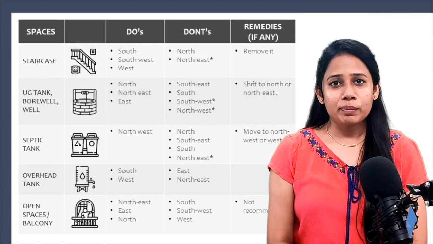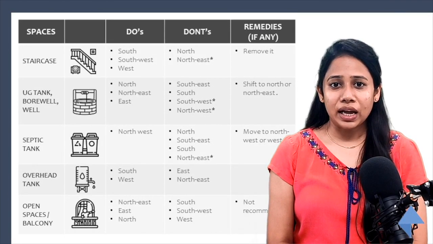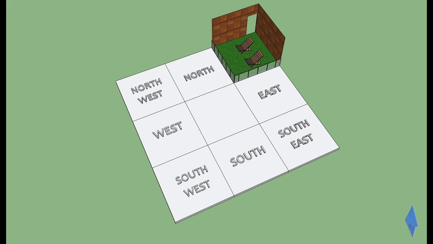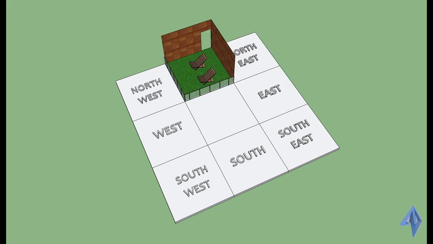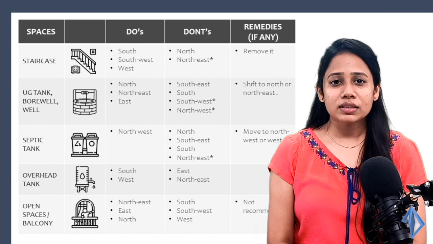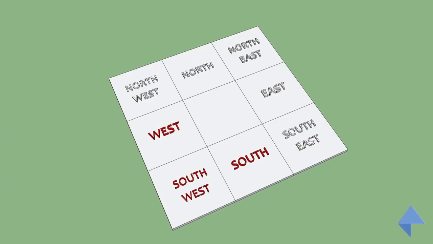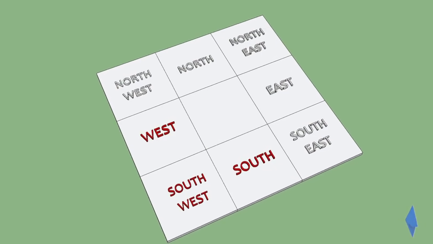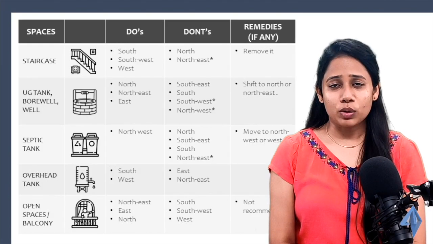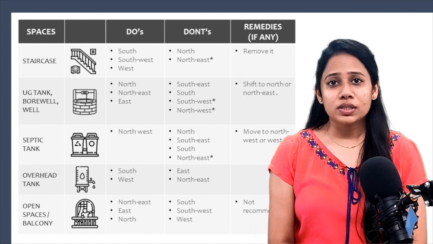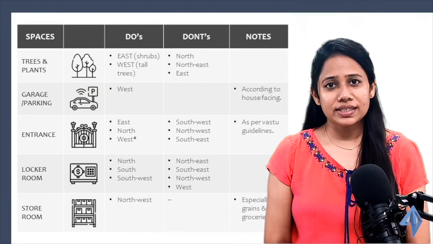Open spaces and balconies. These you can plan in northeast, east and north. You should never place or plan open spaces or balconies in south direction, southwest and west. Open spaces in south, southwest and west are not recommended because these are the zones which will receive the extreme heat of sun.